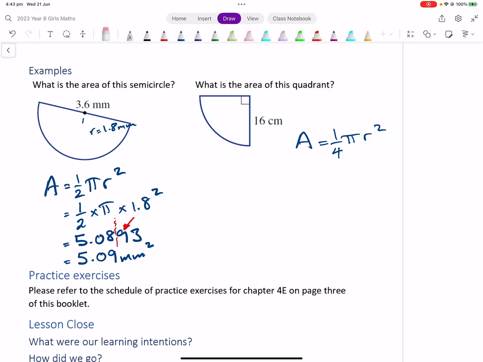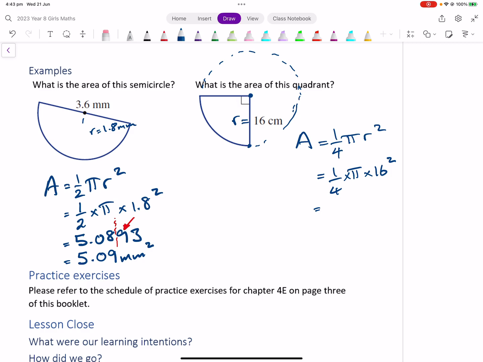Maybe that's the radius. One way we can work it out is if we had the whole circle, this point would be right in the middle, wouldn't it? And this is the edge, so the radius is 16. So the area of this quadrant is 1/4 times pi times 16 squared.